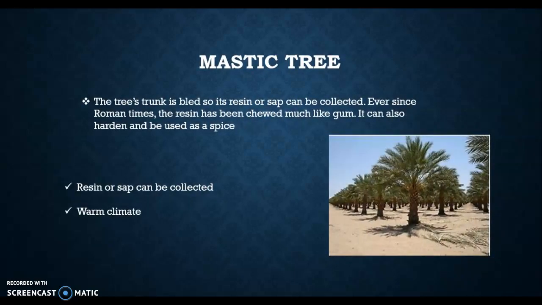Mastic tree. This tree trunk bleeds, so its resin or sap can be collected. The resin can also be chewed, kind of like chewing gum, but it could also be hard, and you can use it as a spice, and it likes to be in warm climates.